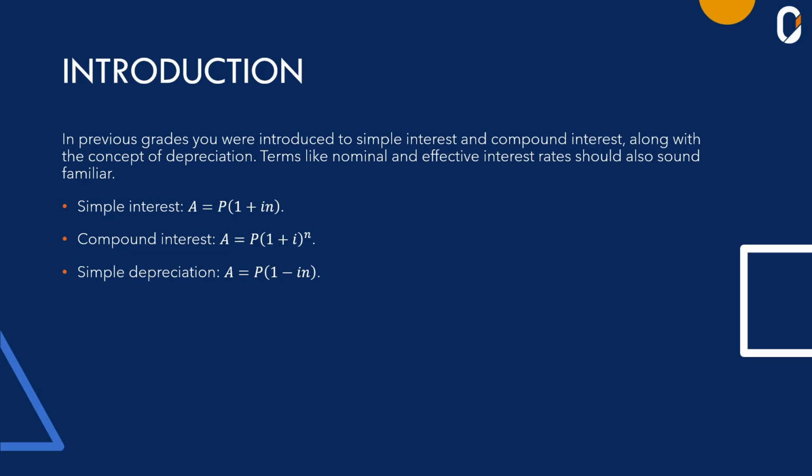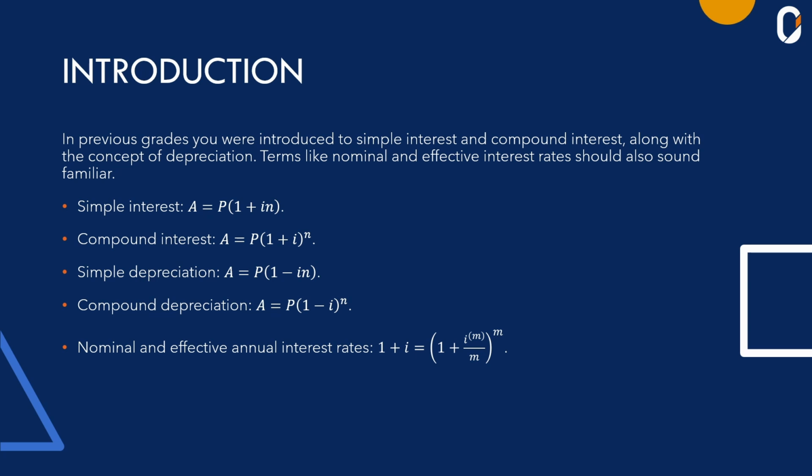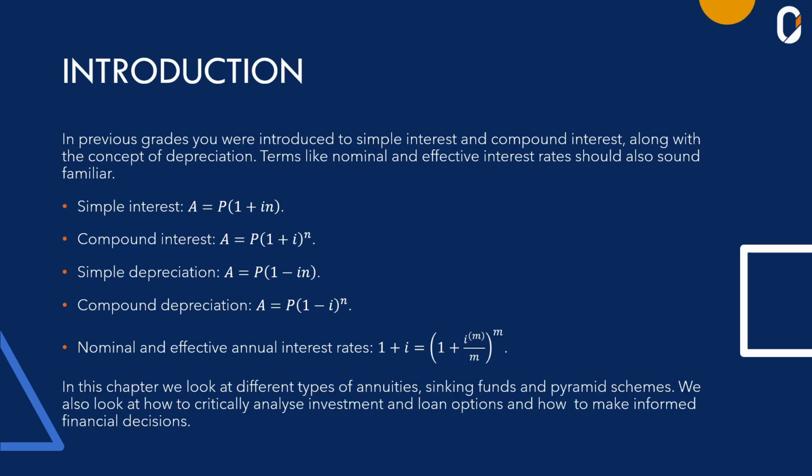And again, simple depreciation, now you just change the formula of the simple interest. Where it was positive, you change it to negative, and hence you will have the formula A = P(1 - in). And you were introduced also to compound depreciation, where again you just change the sign of the compound formula, and you will have the following formula: A = P(1 - i)^n. And finally, you were introduced to this formula: (1 + i) = (1 + i_m/m)^m, where you use it to switch between nominal and effective interest rates. In this chapter, we look at different types of annuities, sinking funds, and pyramid schemes.